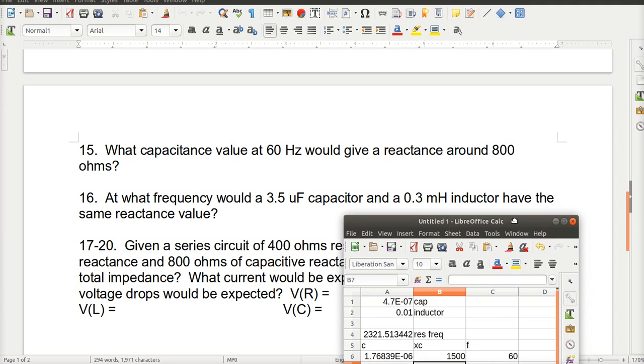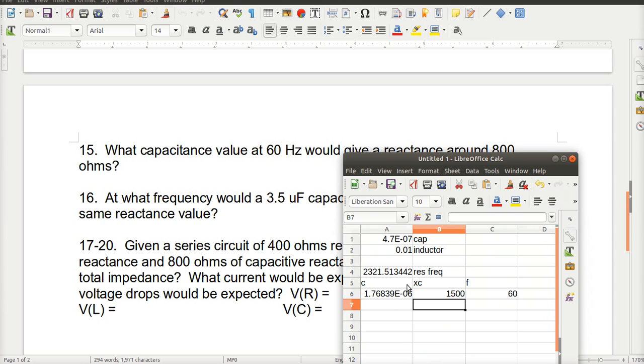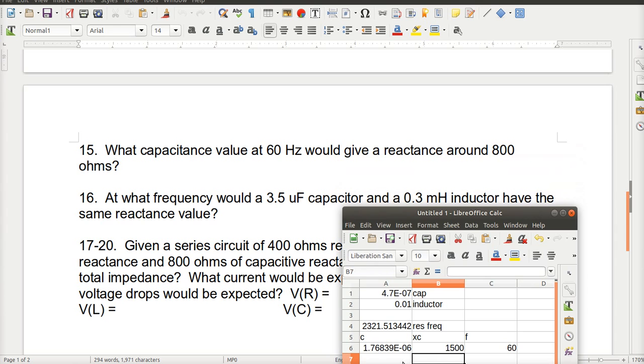Well, that is effectively what we saw up here. We want the resonant frequency. So I need to put in different numbers. I've got a 3.5 micro. 3.5 micro is E minus 6. That's my capacitor, and my inductor is 0.3 milli. So 0.3 E minus 3 would be 3 milli, and that frequency should come out to about 4911.